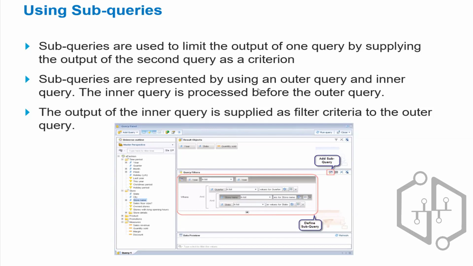Subqueries are represented by using an outer query and an inner query. This year in list is the outer query, and this quarter, store name, state is the inner query. The inner query is processed before the outer query. As we have this where condition here, first it will process and get the required output, and then the outer query will process by matching this with the where condition. The output of the inner query is supplied as filter criteria to the outer query. So whatever the output is here, the year, is supplied as the filter criteria for the outer query.